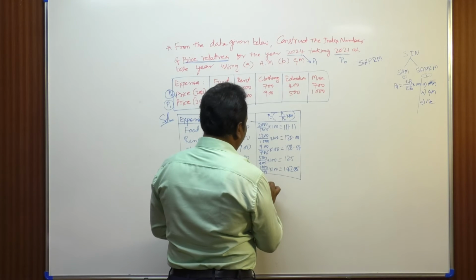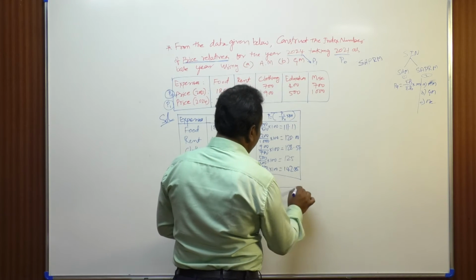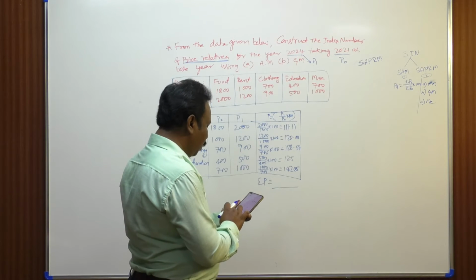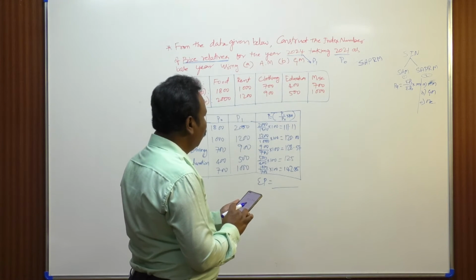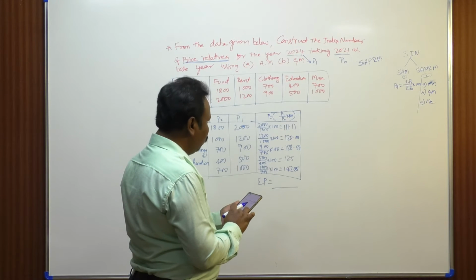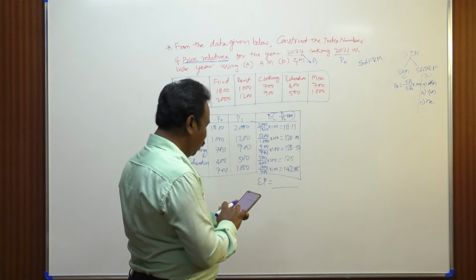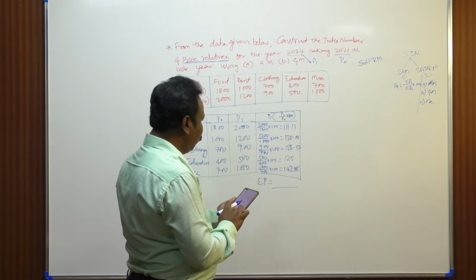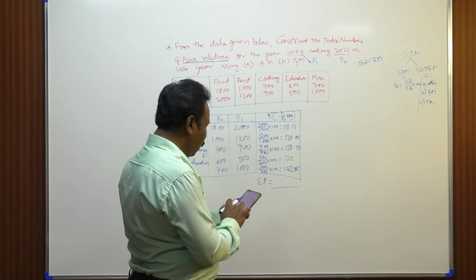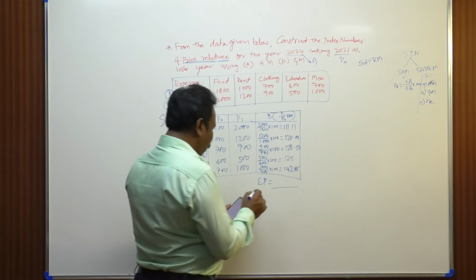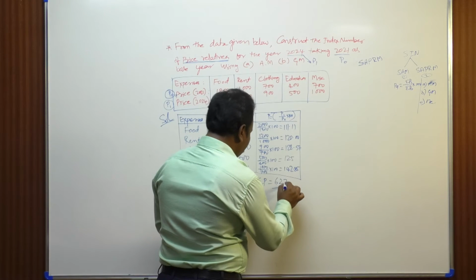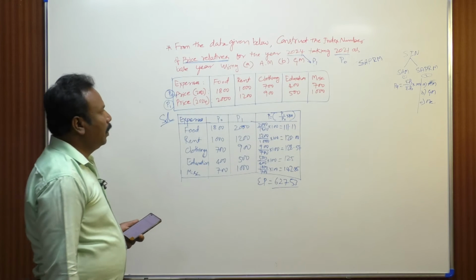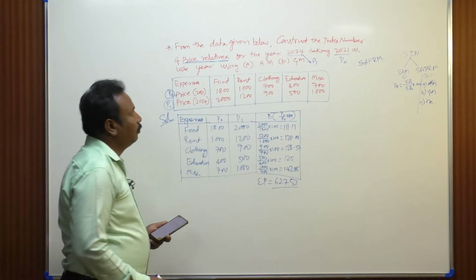Equals 142.85. So summation of P equals 111.11 plus 120 plus 128.57 plus 125 plus 142.85 equals 627.53. Now, based on the geometric mean, we have to calculate the index number.